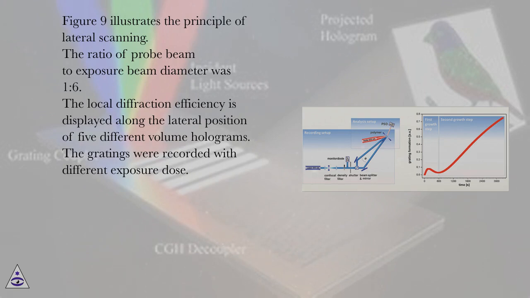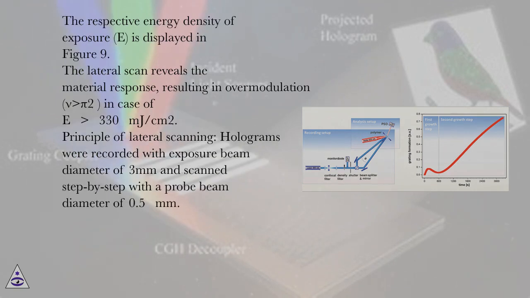Figure 9 illustrates the principle of lateral scanning. The ratio of probe beam to exposure beam diameter was 1:6. The local diffraction efficiency is displayed along the lateral position of 5 different volume holograms. The gratings were recorded with different exposure dose. The respective energy density of exposure, E, is displayed in Figure 9.